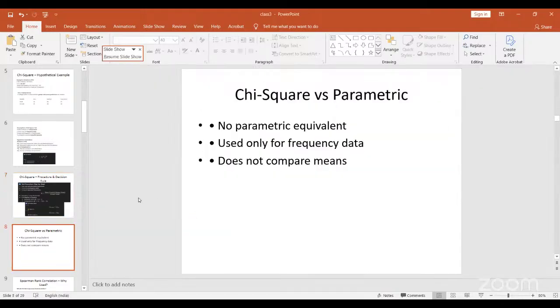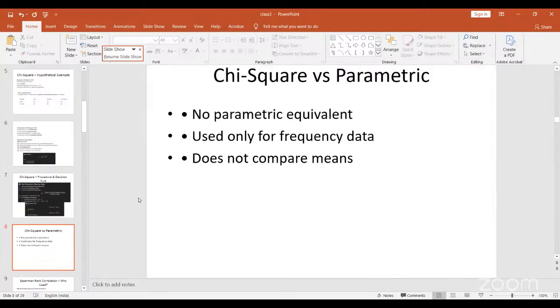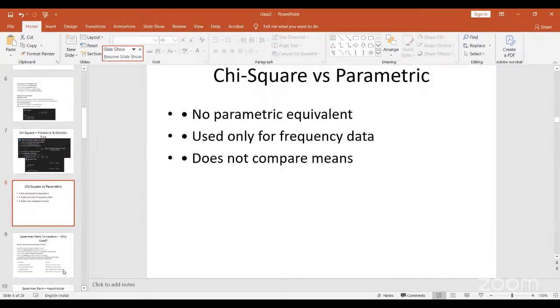So, the difference between chi-square and parametric: this is the non-parametric equivalent that I have already told you. These slides are meant for non-parametric. This is used only for frequency data, it doesn't compare means. This part I have told, so I'm not re-explaining it. I hope the chi-square part is totally clear to you, and if I give you some numericals, you will be able to do this. So moving to the next. Yes, ma'am. Okay.